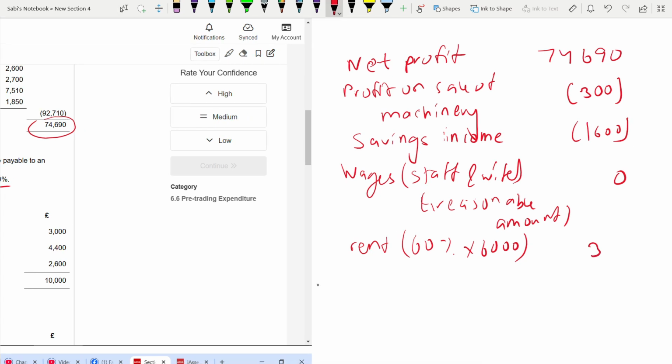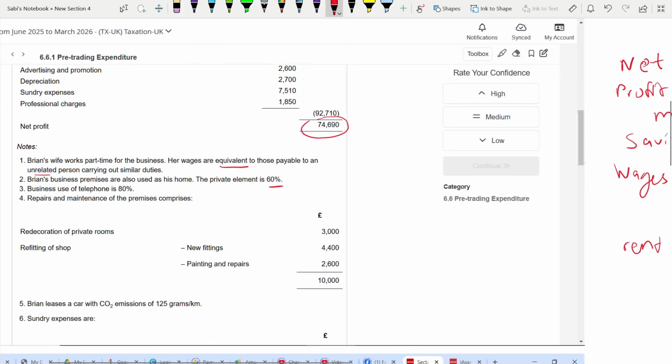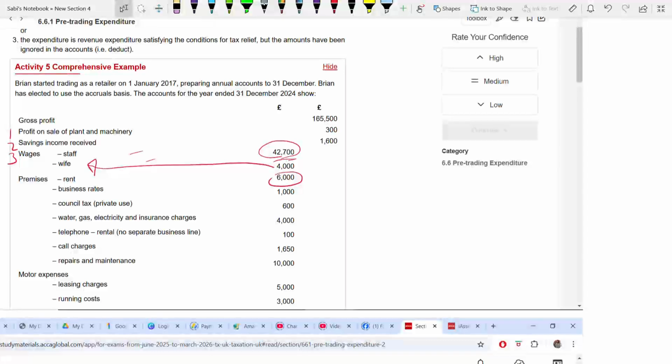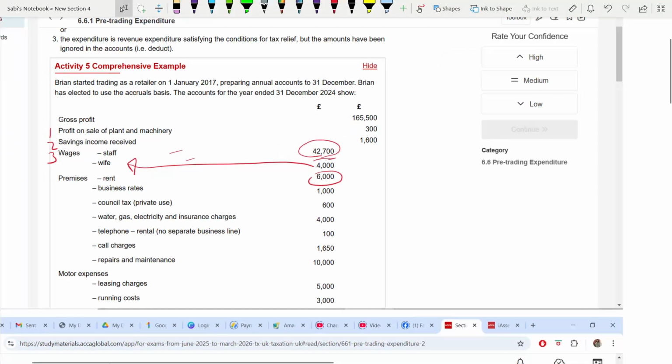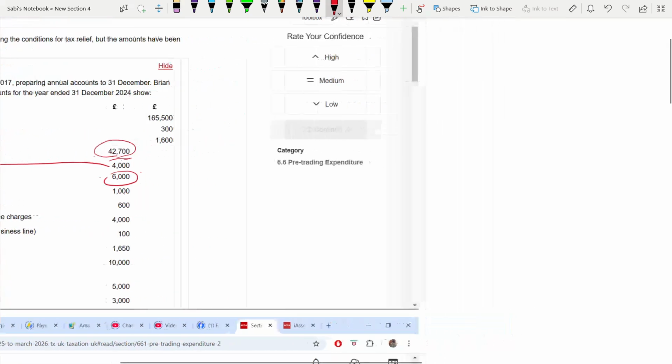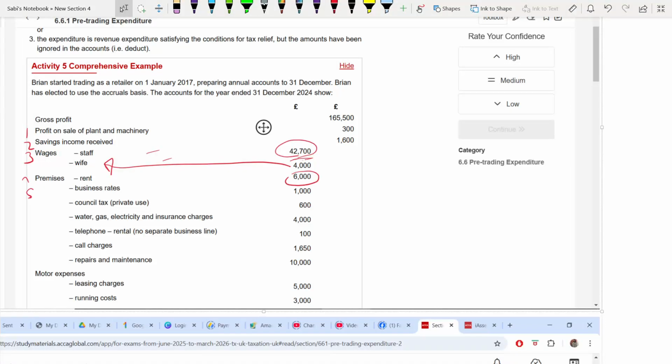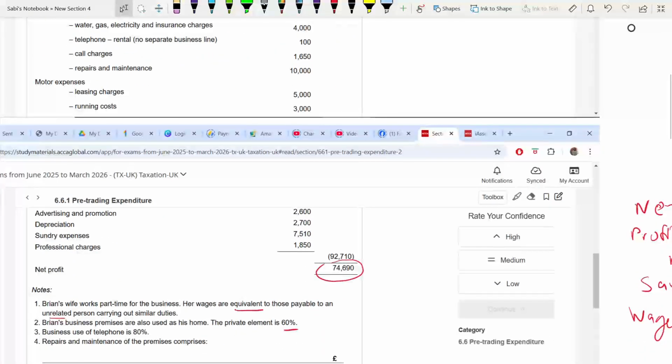3,600. Next, after rent comes business rates. The next one. So 4 is your rent, 5 is your business rates, which is 1,000. For business rate, it is allowable. They haven't mentioned anything. So no adjustment required for business rates.